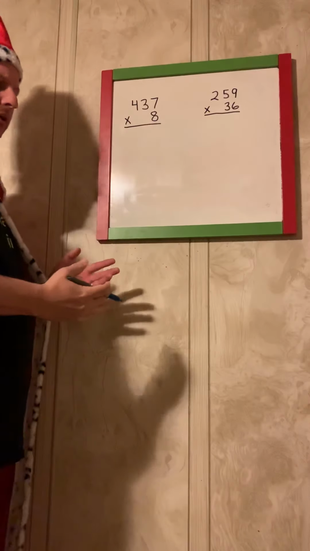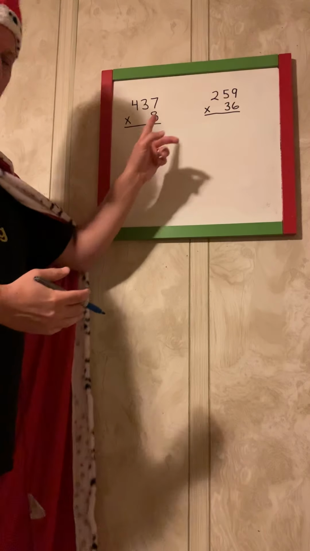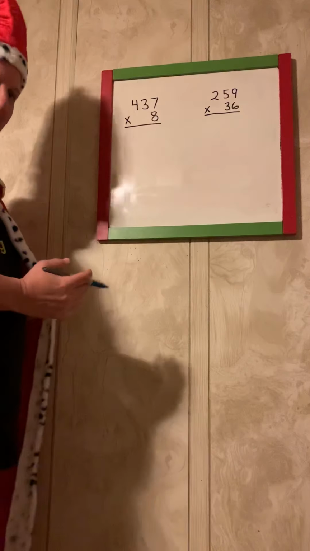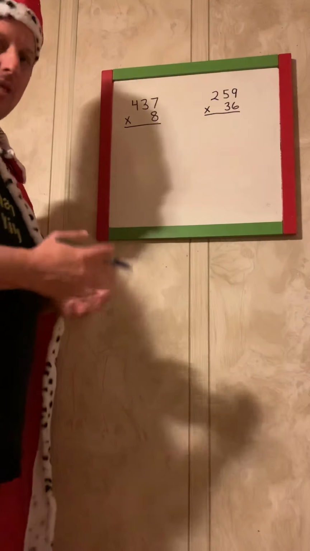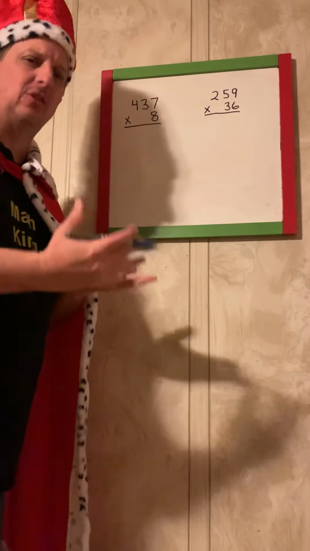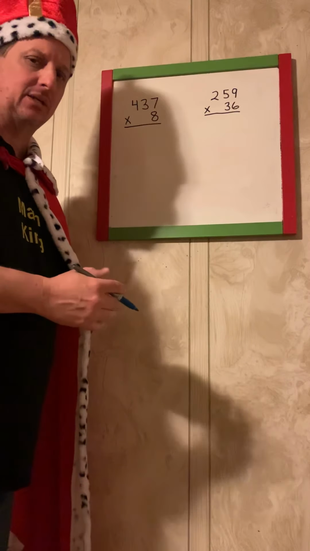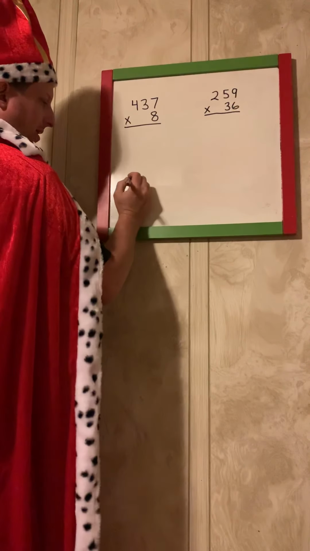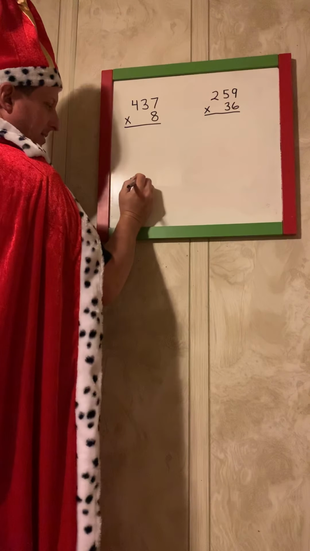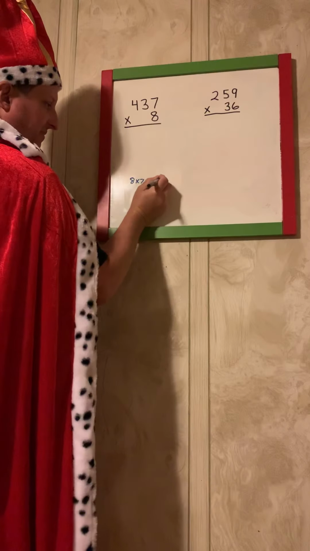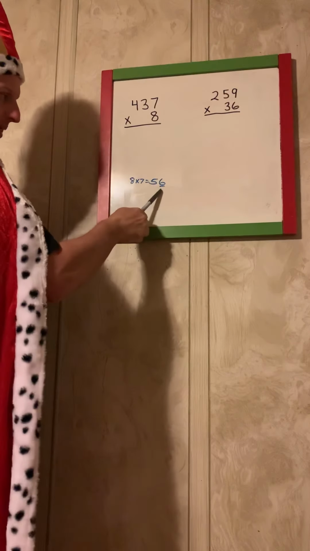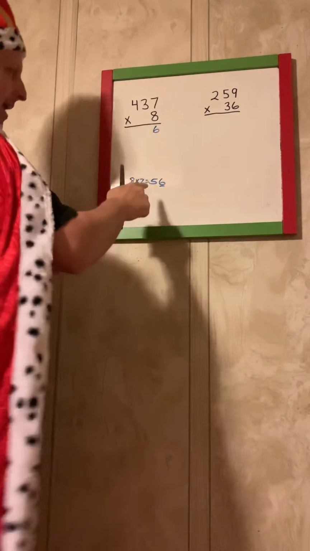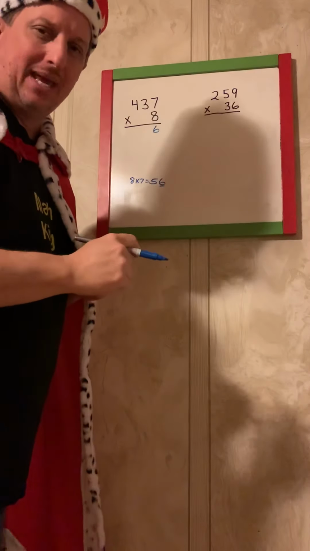First thing we're going to do is start with the ones place. We're going to multiply 8 times 7. Now 8 times 7 is 56. Just like when we add, we don't write the whole 2-digit number of 56 in our answer. We write the part that's in the ones place. So let's write it down here. 8 times 7 equals 56, we'll write the ones place, the 6, underneath.